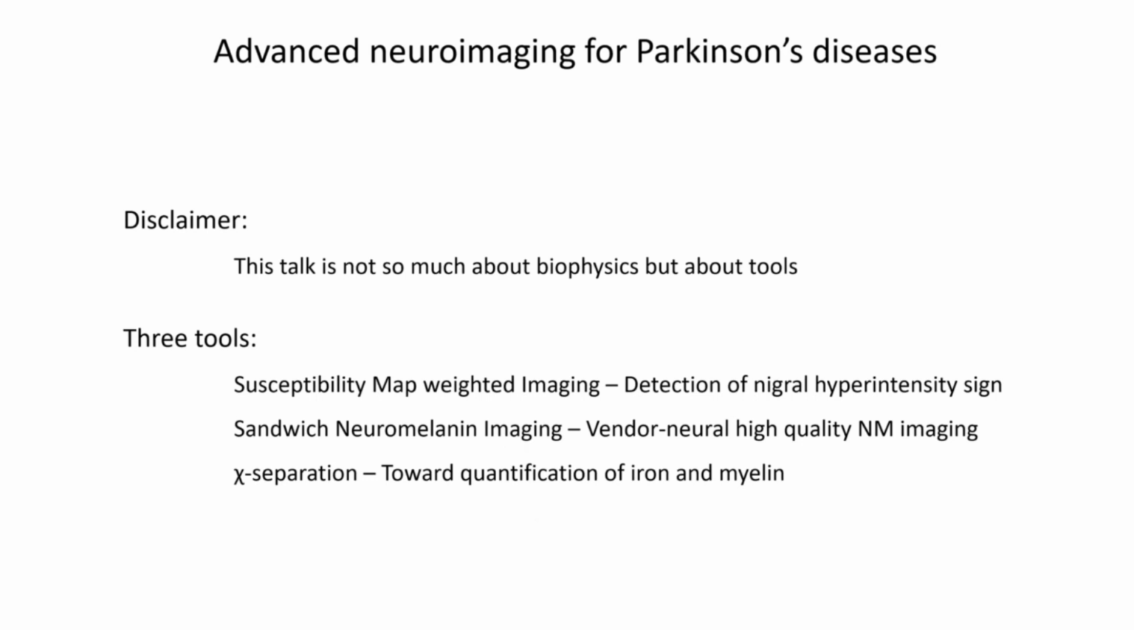The first one is susceptibility map weighted imaging. That's our approach of detecting this nigral hyperintensity sign in substantia nigra. Another one is sandwich neuromelanin imaging. Again, this is the new vendor-neutral, high-quality neuromelanin imaging, despite the source of the contrast that we are not sure of. Third one is chi separation. This is an advanced QSM method targeted to quantify iron and myelin separately. Well, let's begin with SMWI.